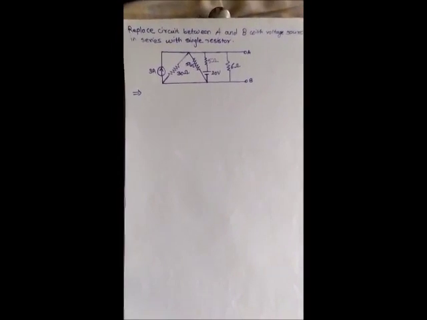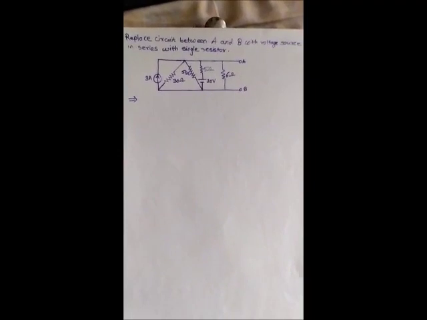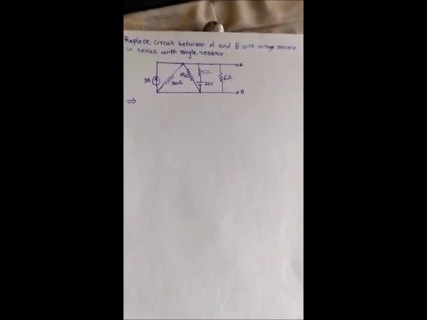In last lecture we have discussed one numerical on source transformation and the basic concept of source transformation. Now in today's lecture we are going to see another numerical on source transformation. You can see a circuit here. Replace the circuit between A and B with a voltage source in series with a single resistor.